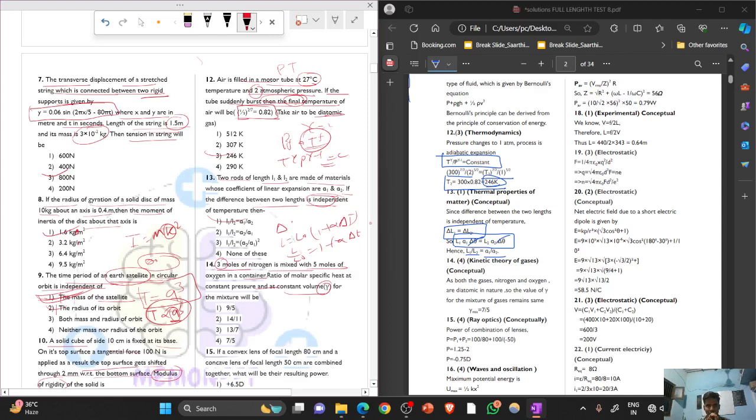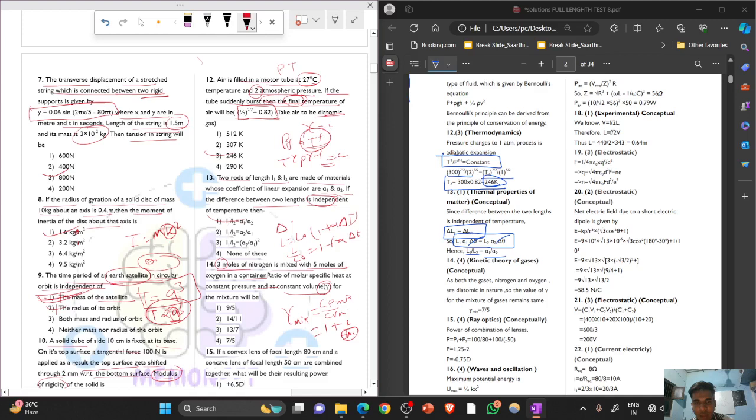Okay, this is the molar specific heat at constant pressure and constant volume for the mixture. It's simply asking for CP upon CV of the mixture, which you can calculate as 1 plus 2 by F mix. You just need to calculate the degree of freedom of the mixture.